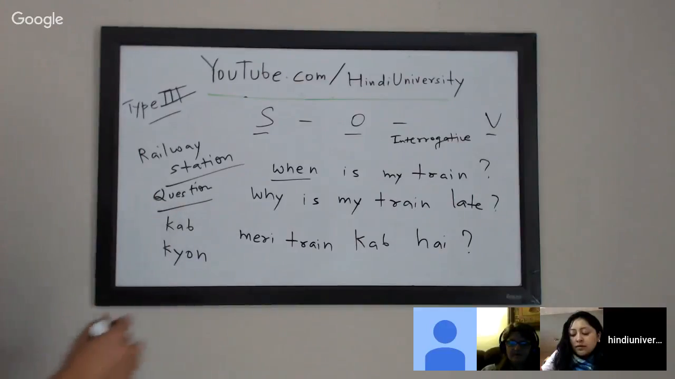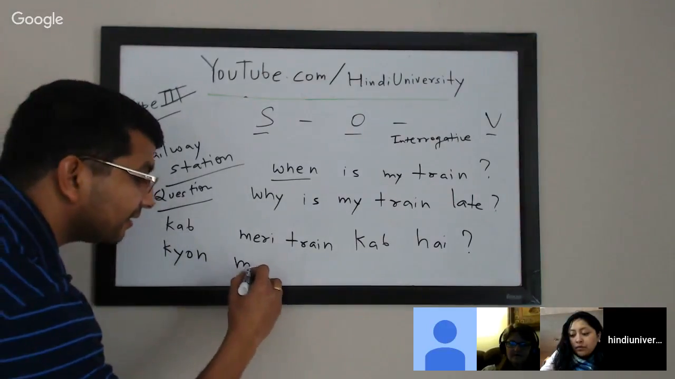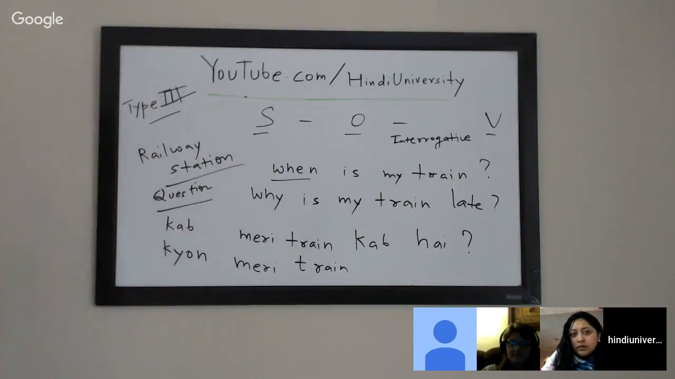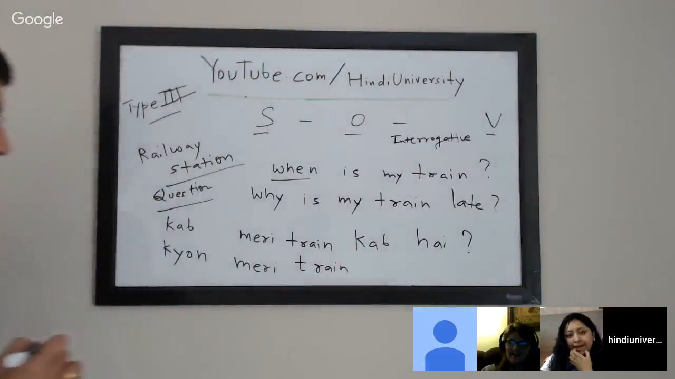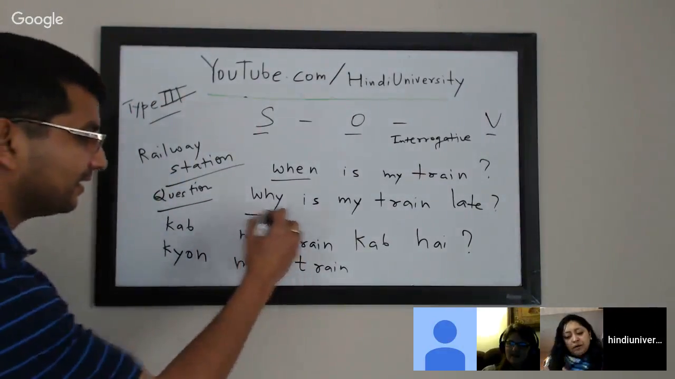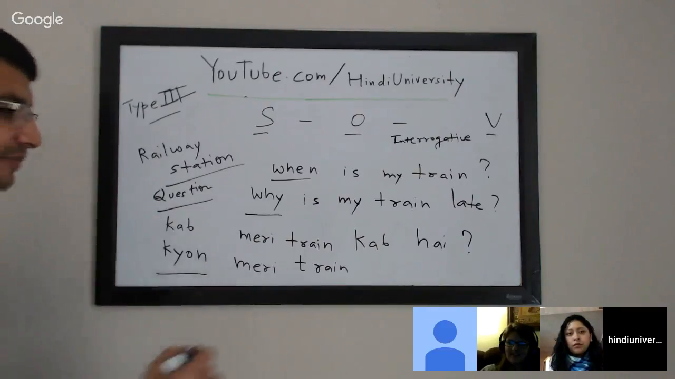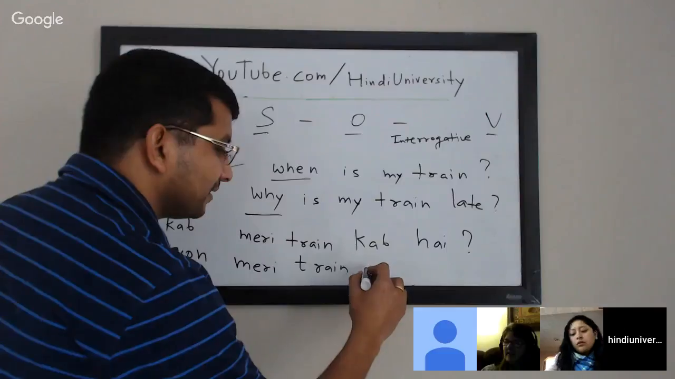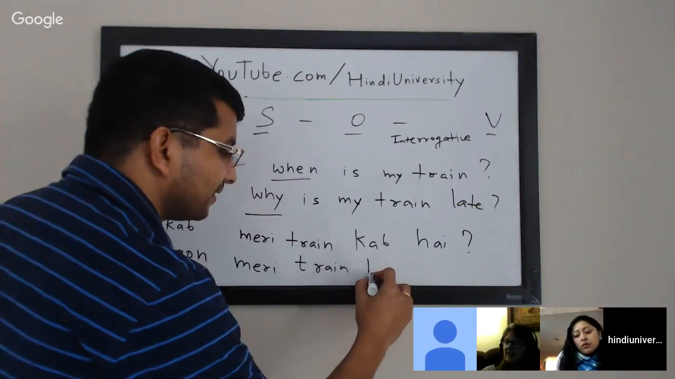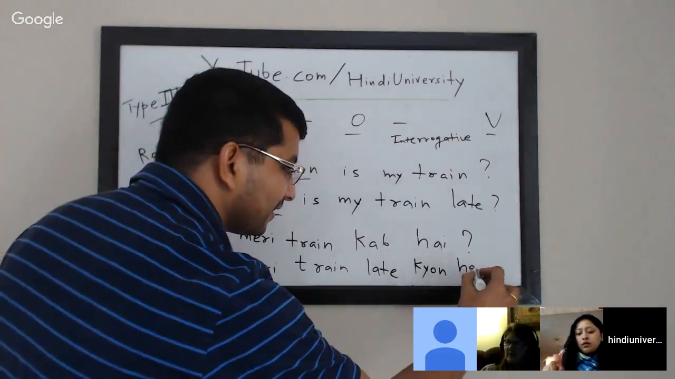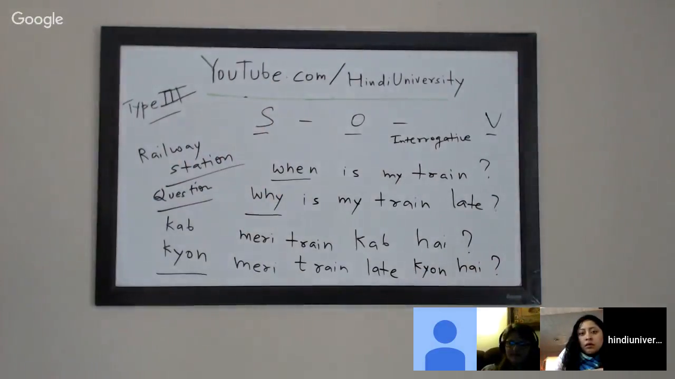Second one is why is my train late? मेरी ट्रेन... How do you say it, Liz? मेरी ट्रेन लेट क्या है? No. What is the word for why? क्यों. Very good. मेरी ट्रेन लेट क्यों है? Very good. मेरी ट्रेन लेट क्यों है?